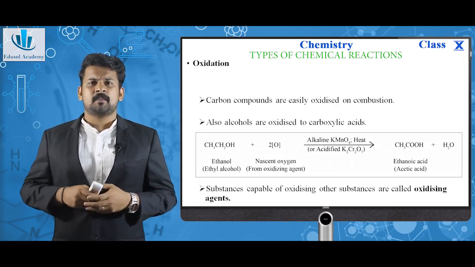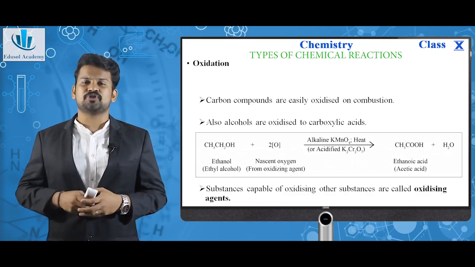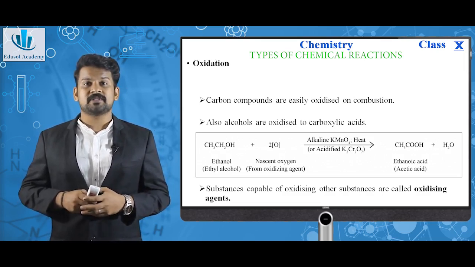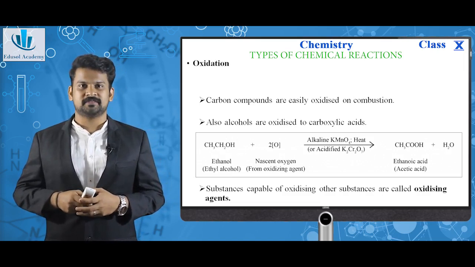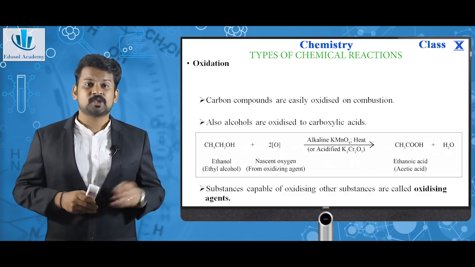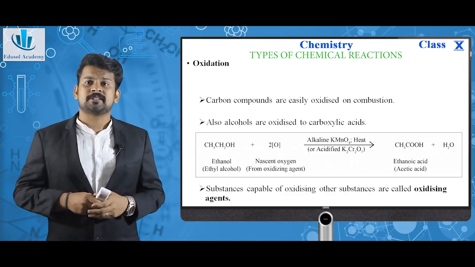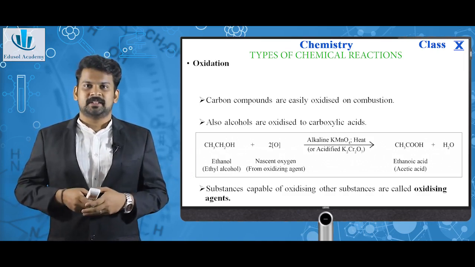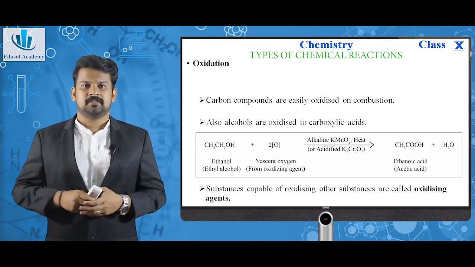One of the next main chemical properties is oxidation. Carbon compounds are easily oxidized on combustion. Also, alcohols are oxidized to carboxylic acid. As you can see here, ethanol is oxidized to ethanoic acid. The number of oxygens is increased.